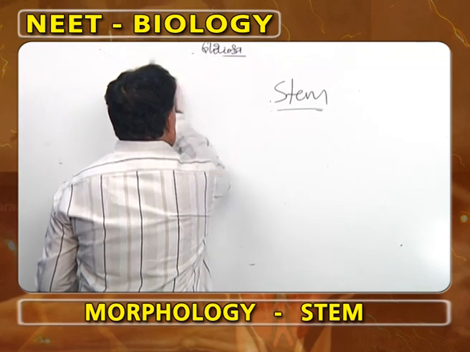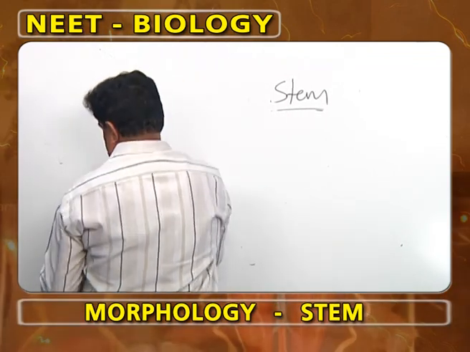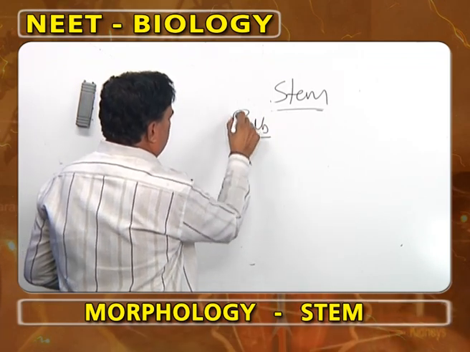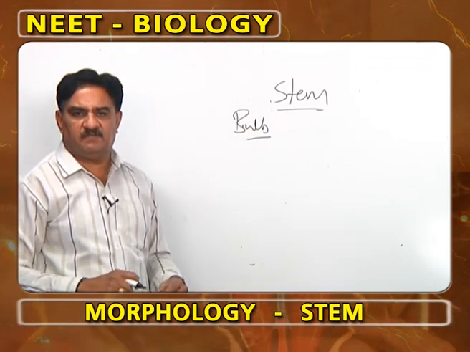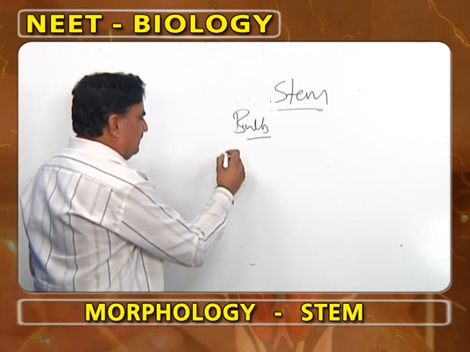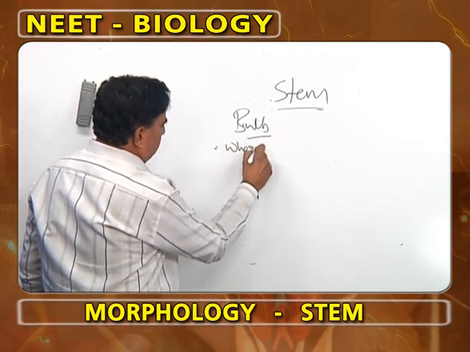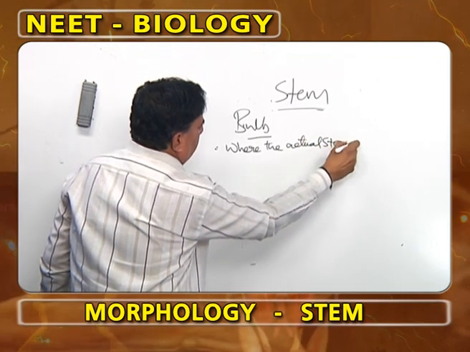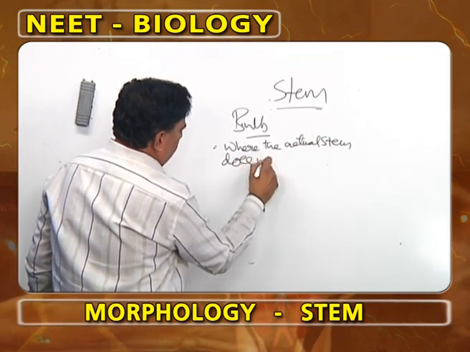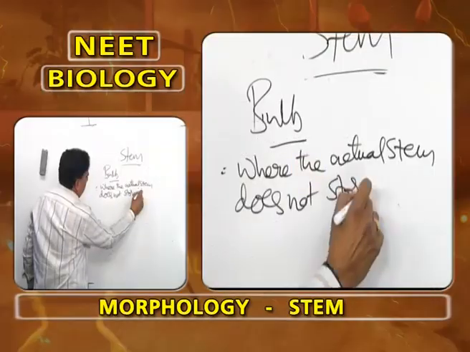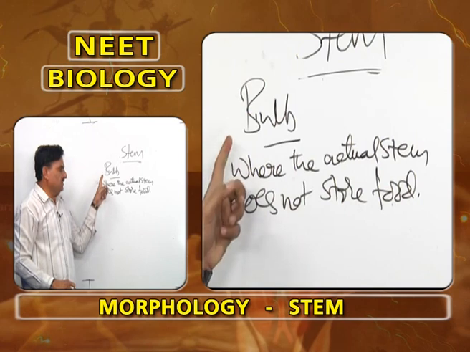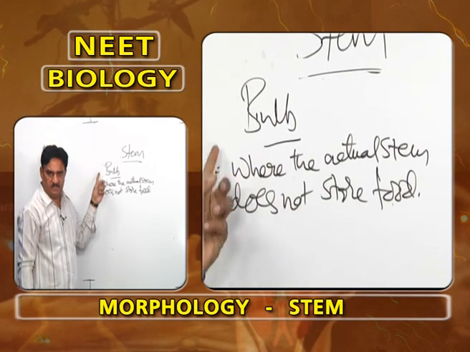Now, next is the last underground stem modification, that is bulb. What is the special feature of tuber? The only underground stem modification without adventitious roots.